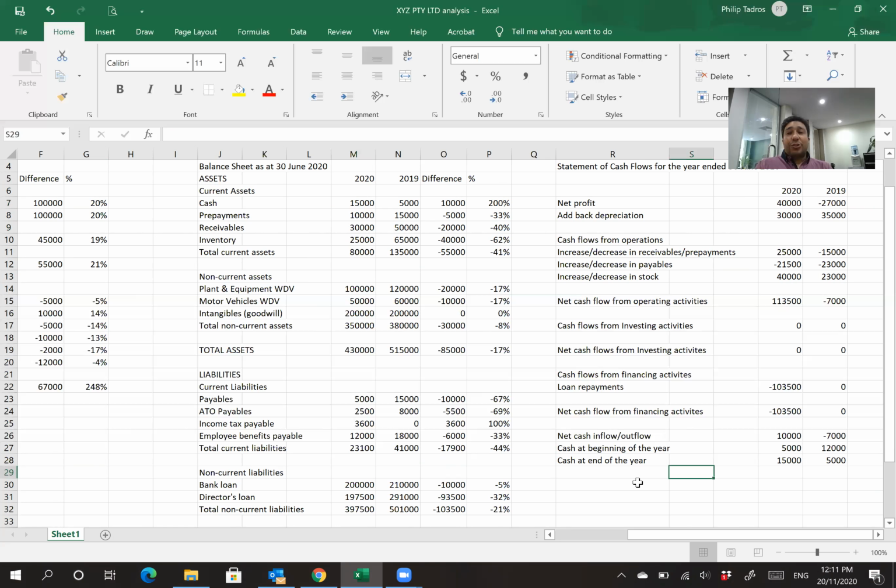So having mentioned all of these things, wouldn't the business owner like to know how the business got from $5,000 cash to $15,000 cash at the end of the year? I would say yes, the business owner would want to know how that movement in the cash happened, and how you explain that movement to them is by preparing the statement of cash flows.